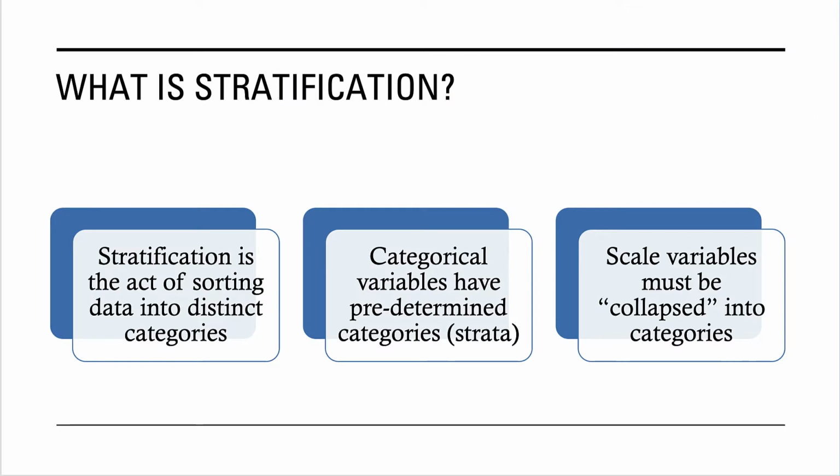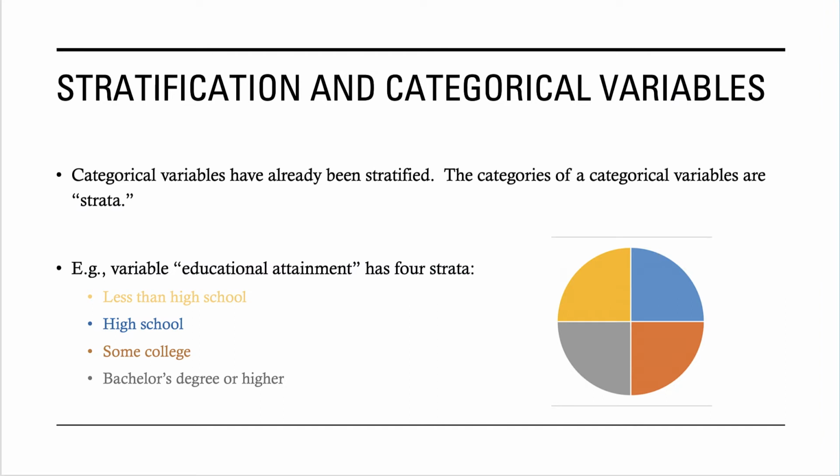What is stratification? Well, stratification is the act of sorting data into distinct categories. Categorical variables have predetermined categories, which we call strata, but scale variables must be collapsed into categories. So if the other variable is categorical, we don't need to worry about creating categories. Categorical variables have already been stratified. For example, the variable educational attainment is a categorical variable with 4 categories or 4 strata.